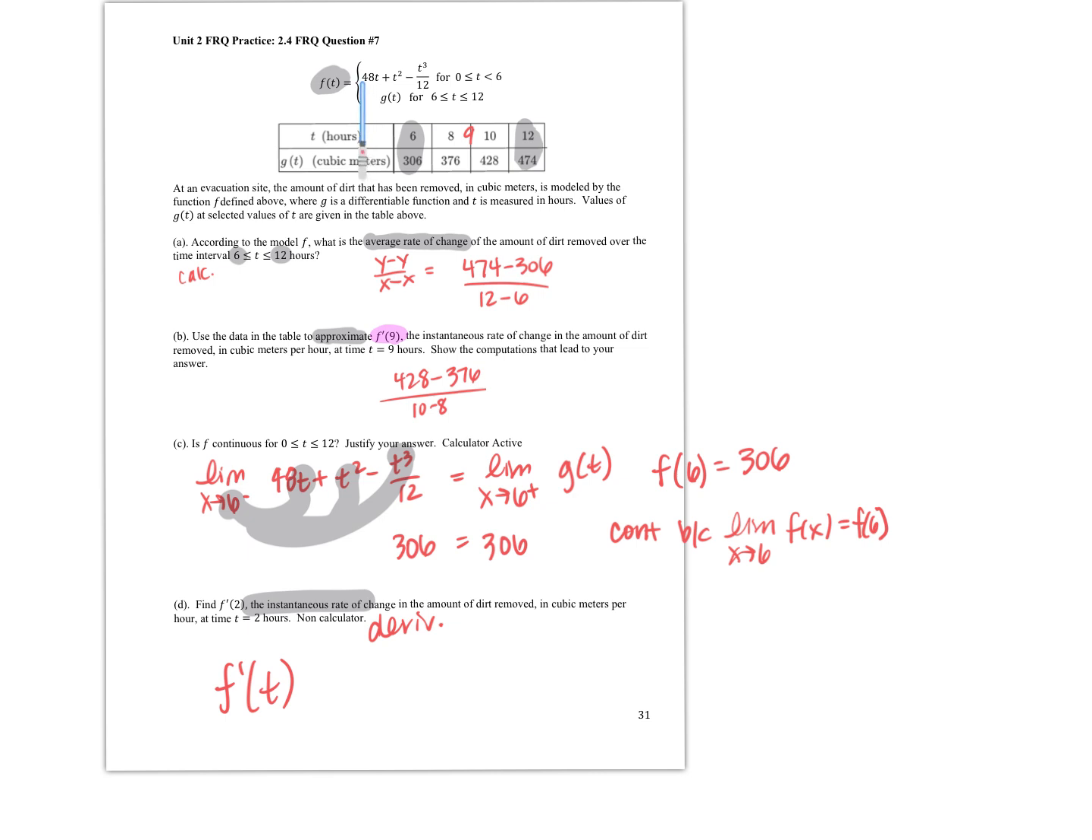What's the derivative of 48t? 48. What's the derivative of t squared? 2t. Plus 2t. And then what's the derivative of t cubed over 12, which is the same as 1/12 t cubed? Those are equivalent. What would the derivative of that be? 3/12 or 1/4 t squared. Oh, minus that. Thank you, Kate.